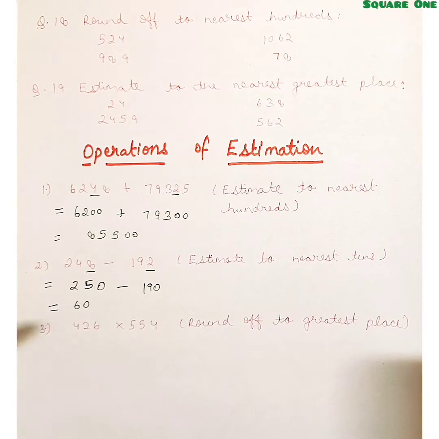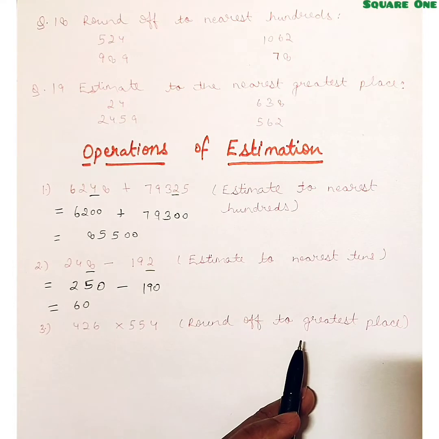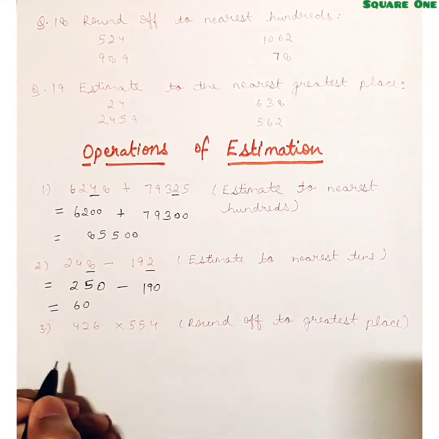The next question says 426 multiplied by 554. Round off the solution to the nearest greatest place. Okay. You have to round this off to the greatest place.